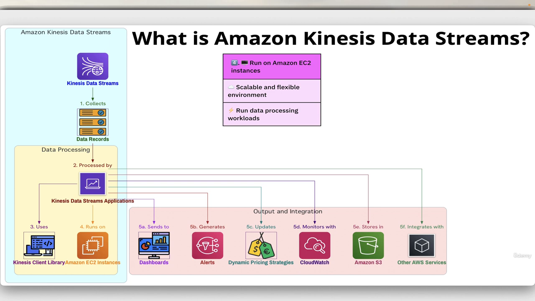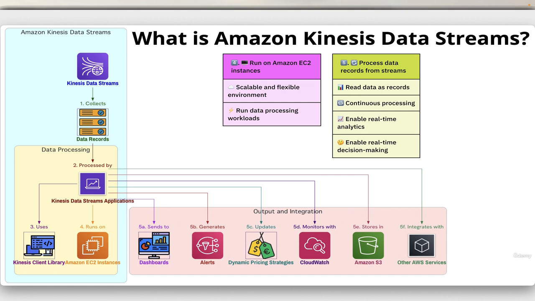Kinesis data streams applications can be deployed on Amazon EC2 instances. This provides a scalable and flexible environment for running your data processing workloads. A typical Kinesis data streams application reads data from a stream in the form of data records. This allows for continuous processing of incoming data, enabling real-time analytics and decision making.